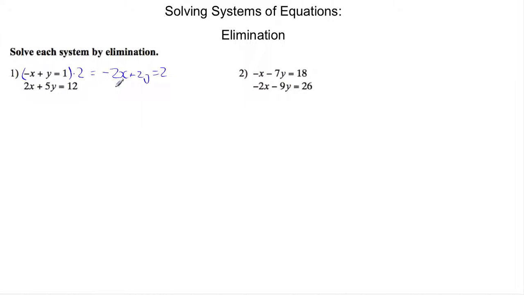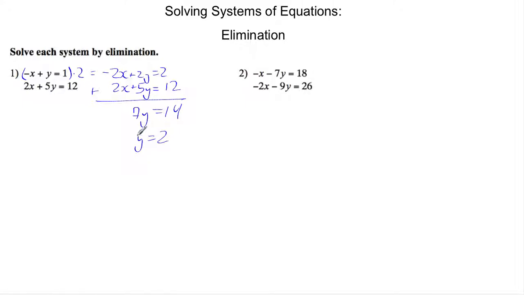And the second equation is still 2x plus 5y is equal to 12. So now, again, I'm going to add these equations. Negative 2x plus 2x is still 0, but 2y plus 5y is 7y, and 2 plus 12 is 14. So y is equal to 2. Hooray, no fraction this time.